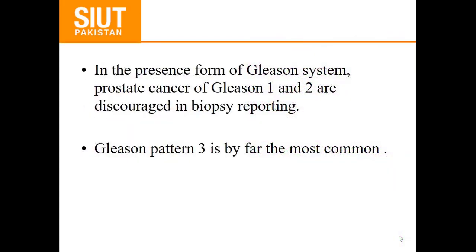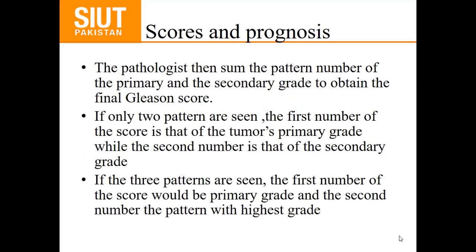In the modern form of the Gleason system, prostate cancer of Gleason 1 and 2 is discouraged in biopsy reporting. Gleason pattern 3 is by far the most common. Score and prognosis: the pathologist sums the pattern numbers of the primary and the secondary grade to obtain the final Gleason score. If only 2 patterns are seen, the first number of the score is the primary grade, while the second number is the secondary grade. If 3 patterns are seen, the first number is the primary grade, and the second number is the pattern with the highest grade.